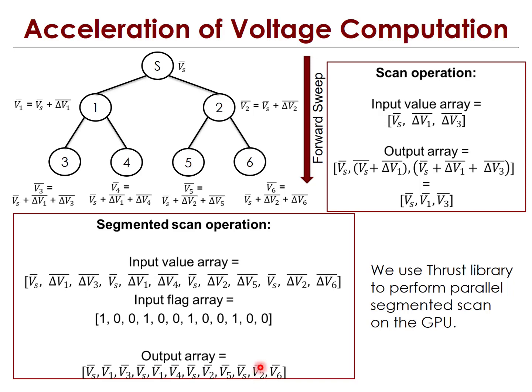A parallel implementation of segmented scan allows us to compute the voltage values of all nodes concurrently, and hence allows us to accelerate the computation. We use the inclusive scan by key function of the Thrust library, which is included in the CUDA toolkit, which allows us to run parallel segmented scan on the GPU to accelerate the computation of voltages.